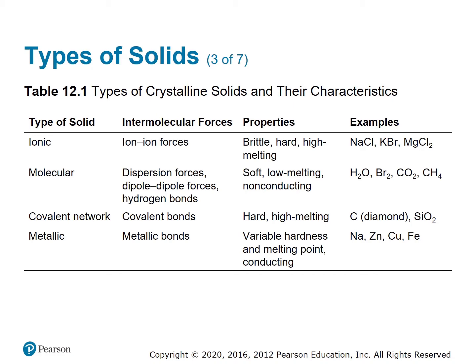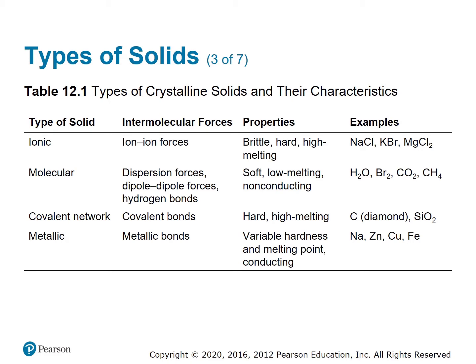Molecular solids are held together by the categories of intermolecular forces discussed in the previous chapter: dispersion forces, sometimes dipole-dipole interactions, and sometimes hydrogen bonding. Solids composed of individual covalent molecules held together by these intermolecular forces tend to be soft, have relatively low melting points, and they tend to be poor conductors of electricity and heat. Examples include things like water ice, dry ice, and most organic compounds.